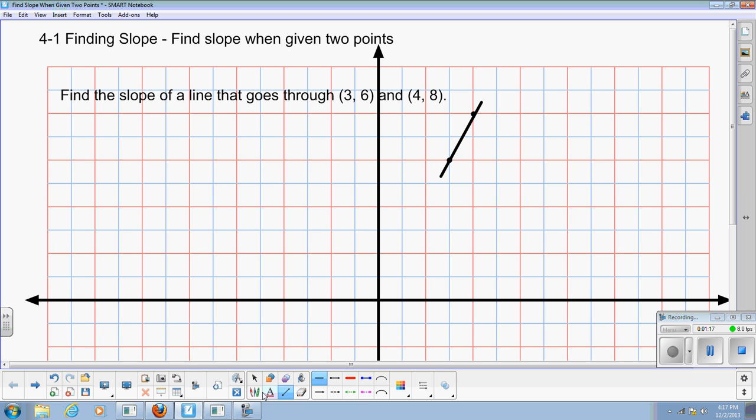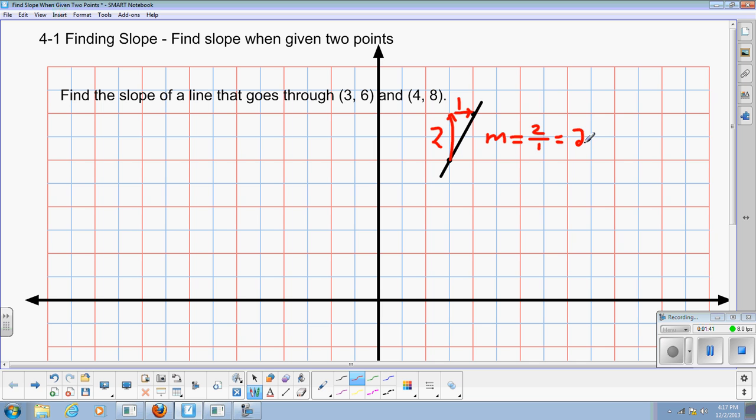So if I want to count that slope, I'll start at my point on the left and I'll say, all right, this line goes up. How far does it go up? It goes up 2 spaces. How far does it go to the right? It goes to the right 1 space. So the slope of this line, m for moving or slope, is 2 over 1, which is 2.